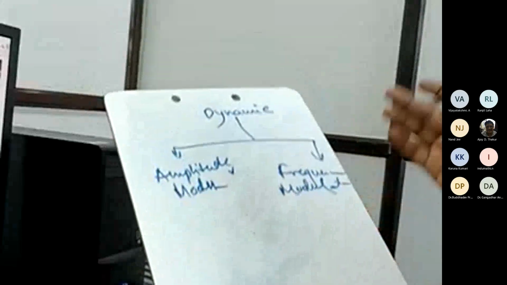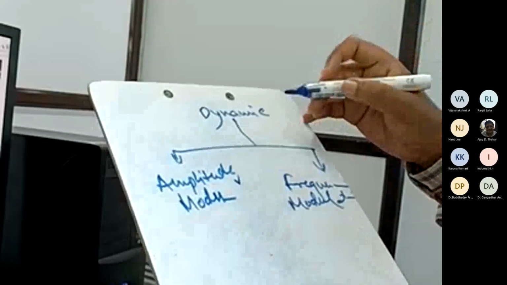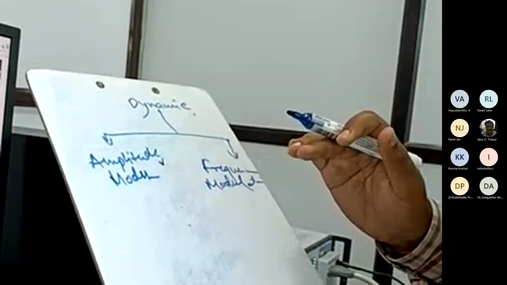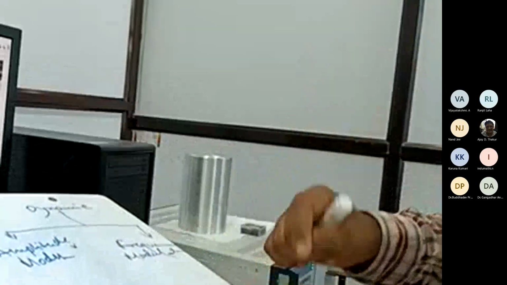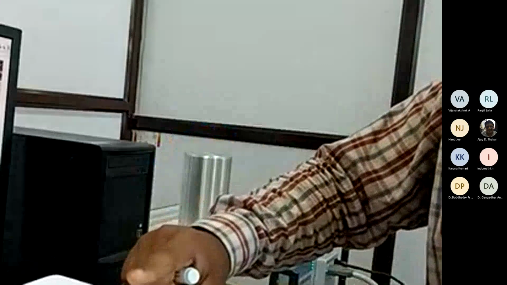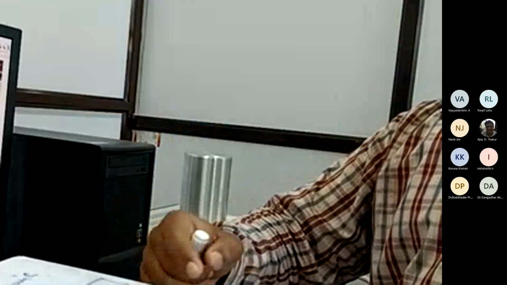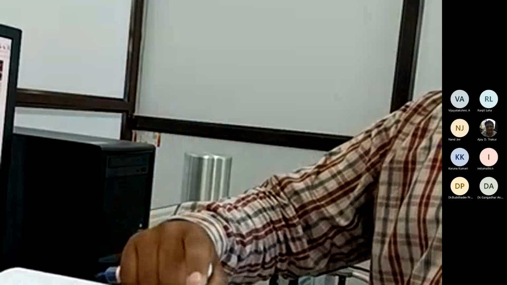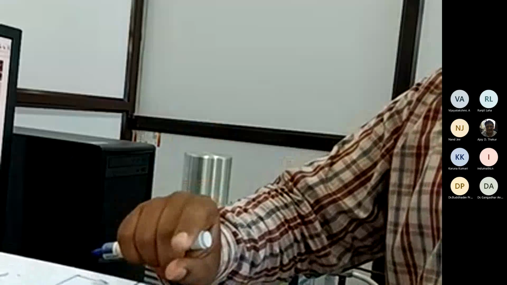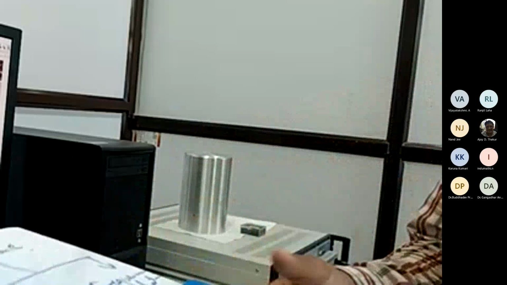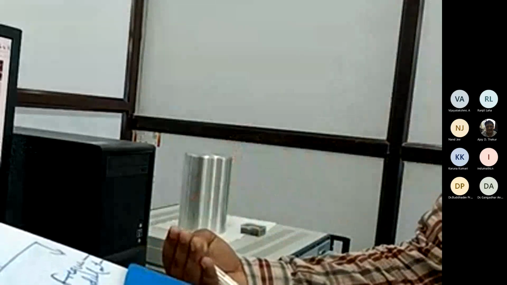So what happens in amplitude modulation? In amplitude modulation, the cantilever is oscillated at its fundamental resonant frequency, and while scanning, it comes across some material. Suppose that while scanning, our cantilever faces this height, and it is oscillating like this. Once it encounters this height, the amplitude will change a little bit, and in order to keep the amplitude constant, the cantilever will go a little bit up.